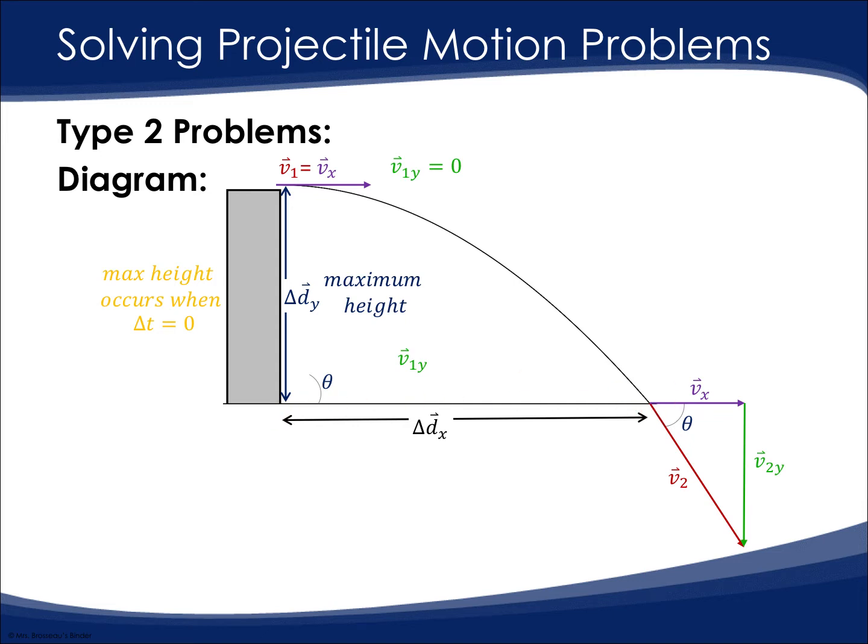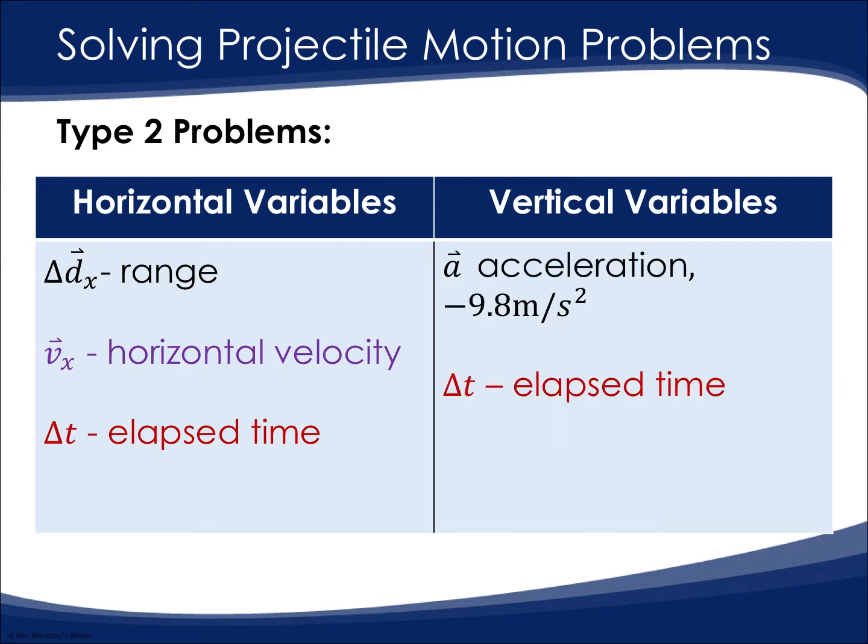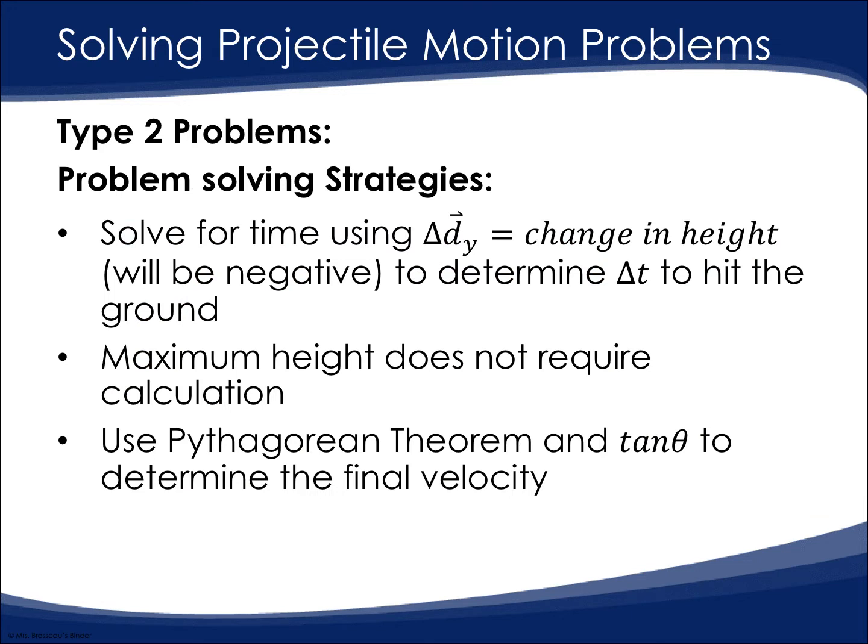Here's your horizontal distance, vertical distance, obviously. We can find your final velocity very easily. So again, you've got your range, horizontal, and your time, vertical displacement. Initial vertical is always going to be 0. Our final vertical we'll have to find. Acceleration is still negative 9.8, and our time is the same on both horizontal and vertical. We'll solve for time, finding our change in height, which will be negative, to determine the time to hit the ground. We don't have to find max height.